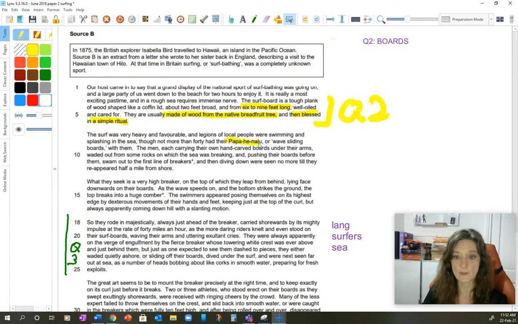So that's a little bit about the boards as well. Wave sliding boards with them, and they've got quite a fancy kind of Hawaiian name here as well.